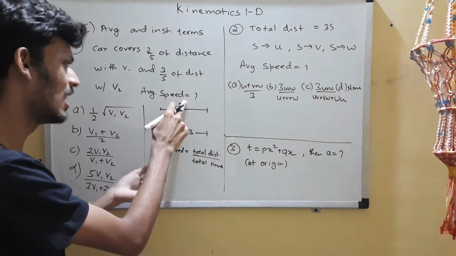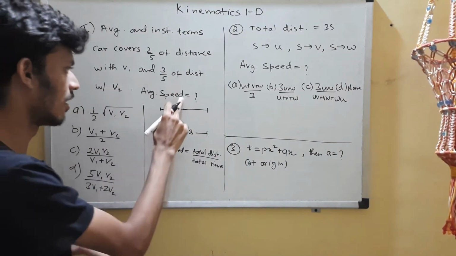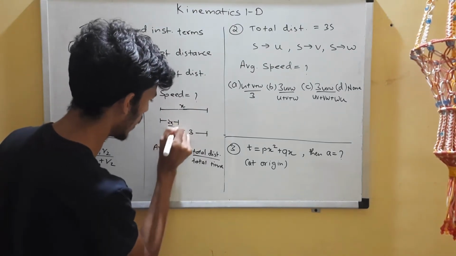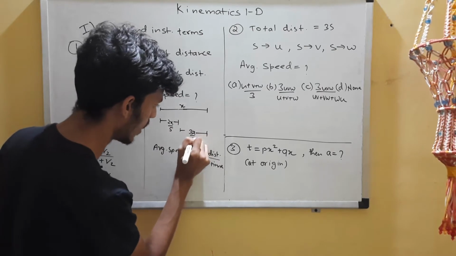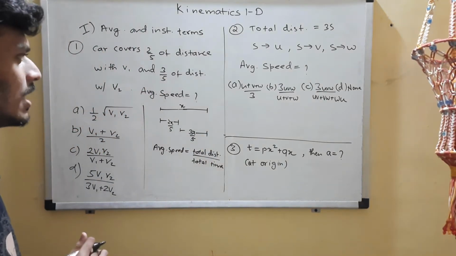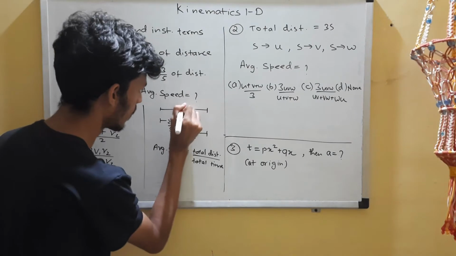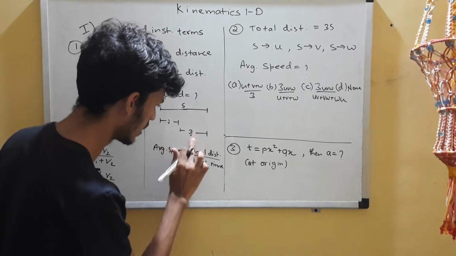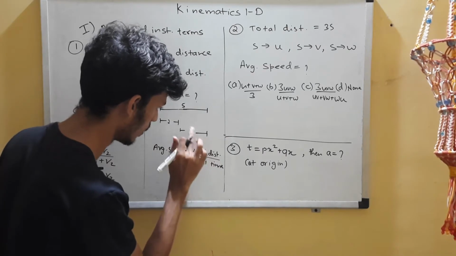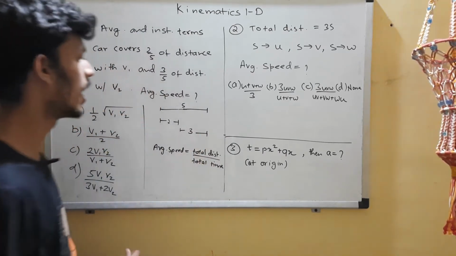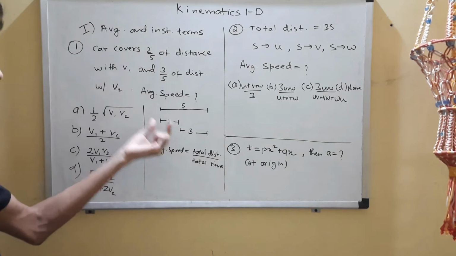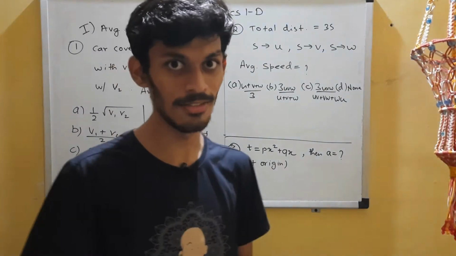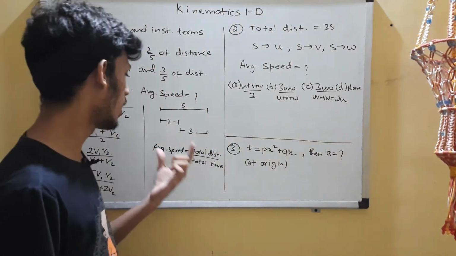You can take any random distance x, and then this distance will be 2x by 5 and this will be 3x by 5. But here, for simplicity, I have taken this x as 5. You can take it as anything, anyways it will get cancelled. So you get 2 and 3. This distance it travels with a velocity v1, and this distance it travels with a velocity v2. Now you are supposed to tell what is the average speed.